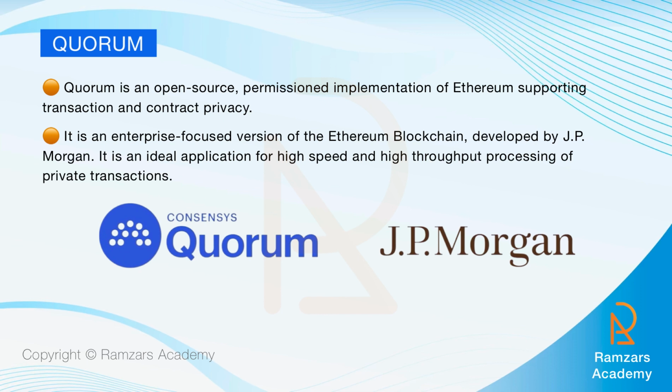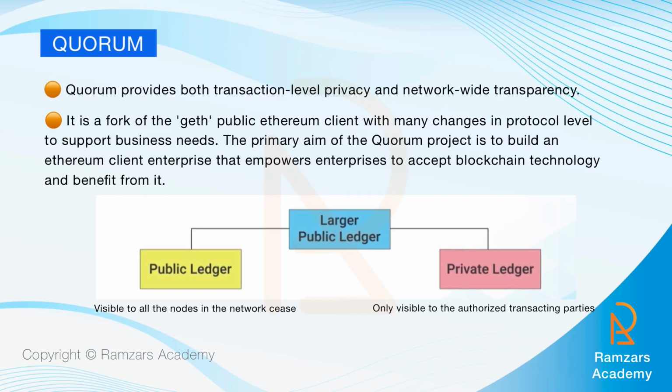If we talk about privacy, it was one of the leading design goals in Quorum. It provides both transaction-level privacy and network-wide transparency. It allows parties in a larger organization to transact with one another without making the transactions public to the members of the organization. Privacy is facilitated in Quorum by dividing the larger ledger into two, a public ledger and a private ledger. The public ledger is transparent and can be seen by all the nodes on the network. On the other hand, the private ledger can only be accessed by the authorized entities in the system.